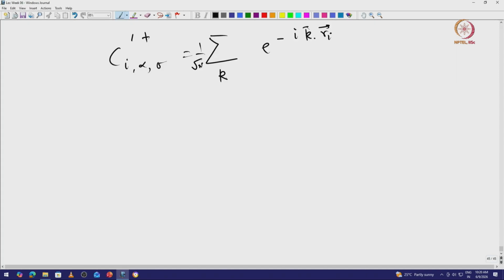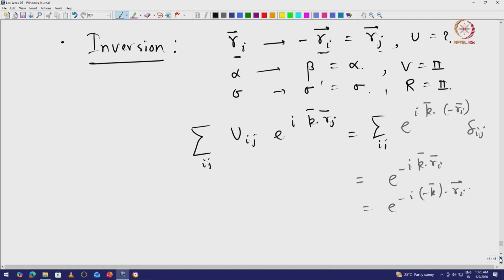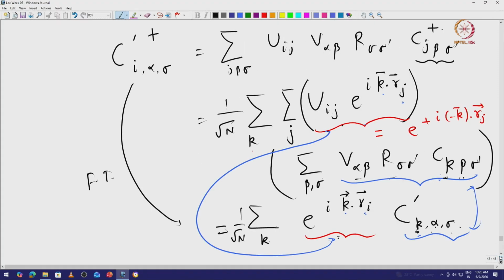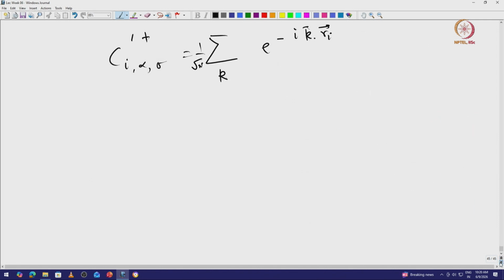So, the j summation is gone and the alpha beta summations are also gone, because these operators are identity; it does not change the orbital or anything. So, you will have C_i C_k alpha sigma.